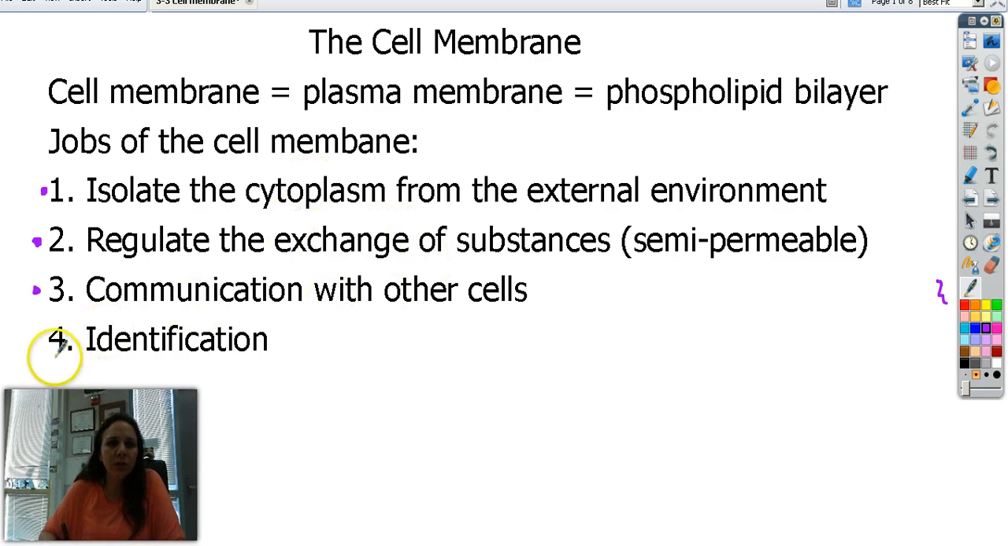And the last one that your cell membrane does is just for identification. So your body can say, you're a blood cell, you're a neuron, you're a fat cell, whatever. And so it kind of helps them to say what type of cell that they are.